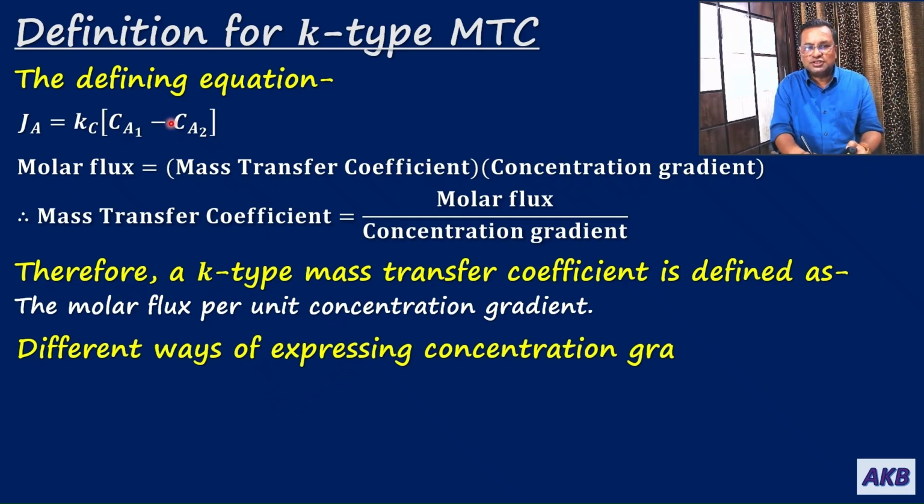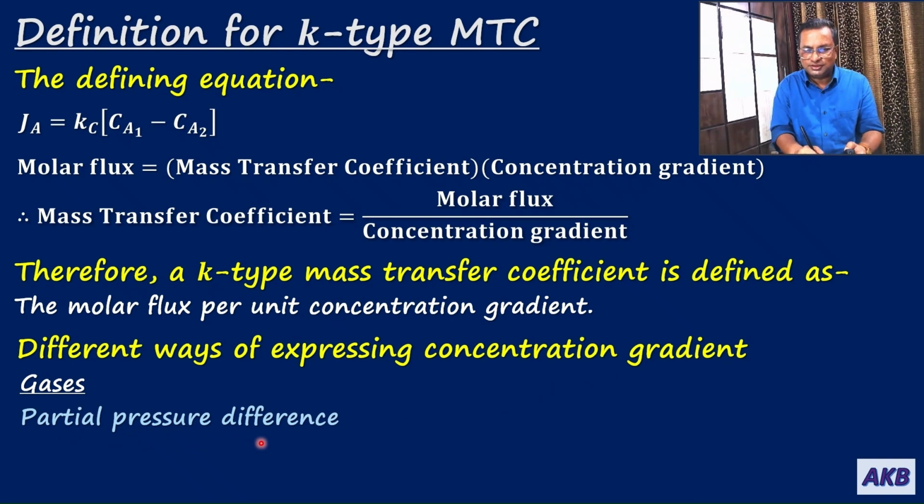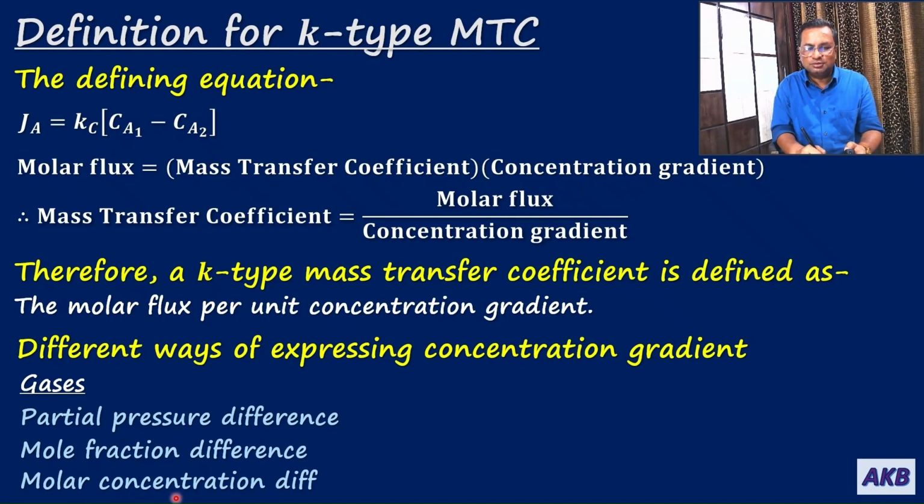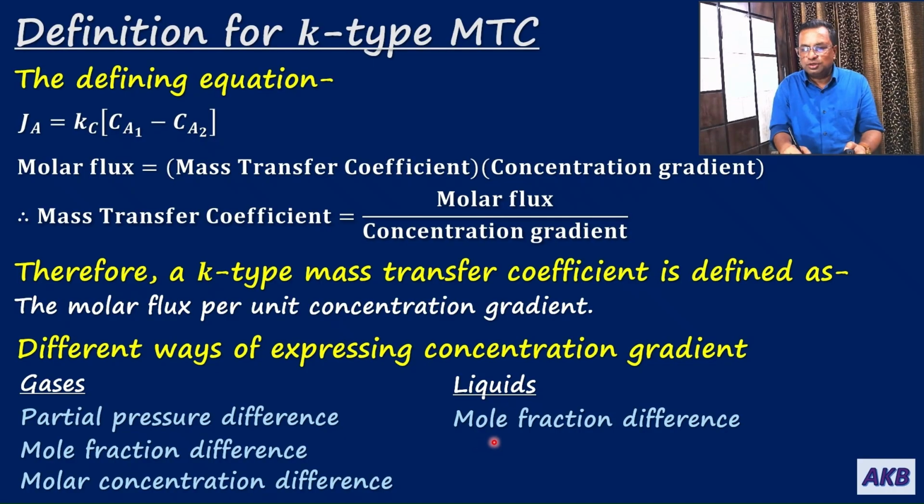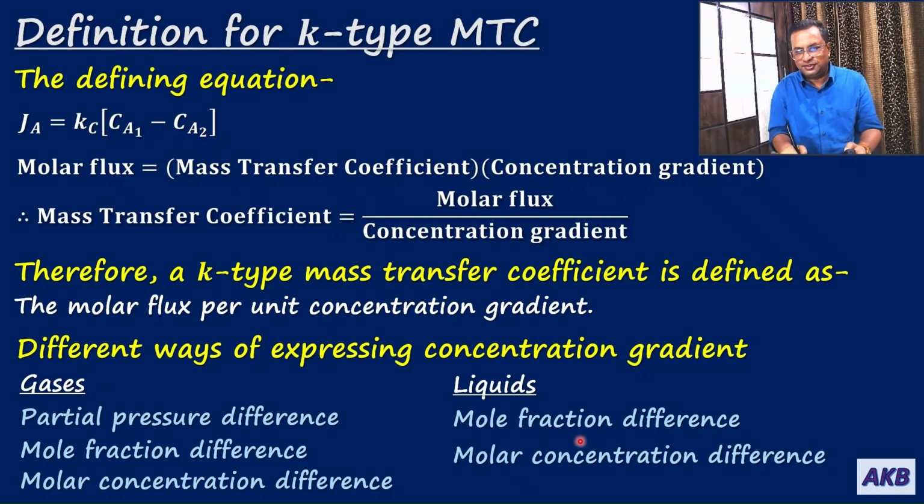And in this equation, we have concentration gradient expressed in terms of molar concentrations. There are different ways of expressing concentration gradient. For gases, it could be partial pressure difference, mole fraction difference, or molar concentration difference, as is the case in this equation. Then for liquids, the concentration gradient could be in terms of mole fraction difference or molar concentration difference. So there are a number of ways.